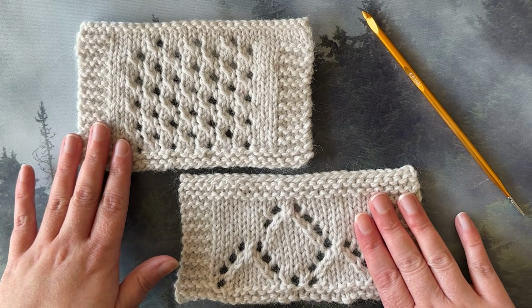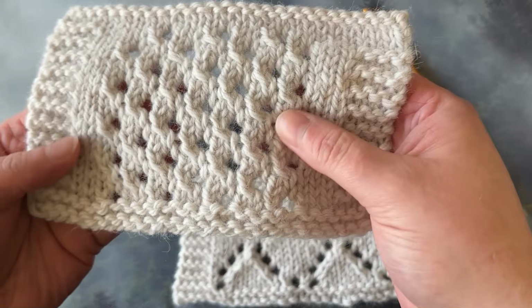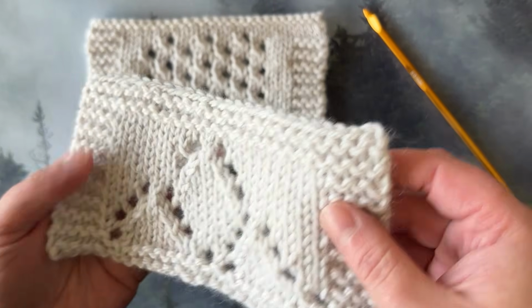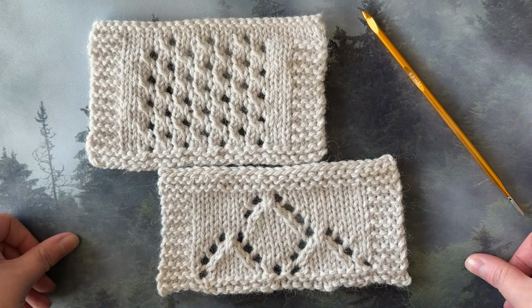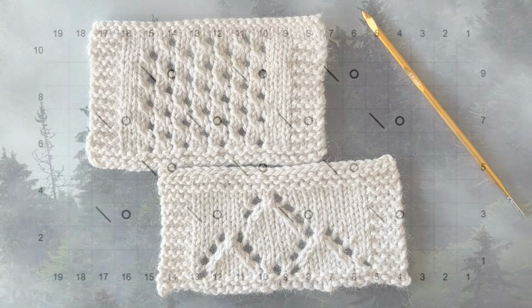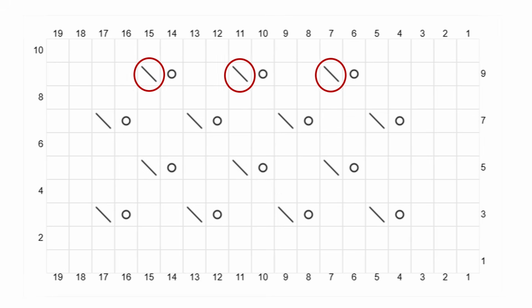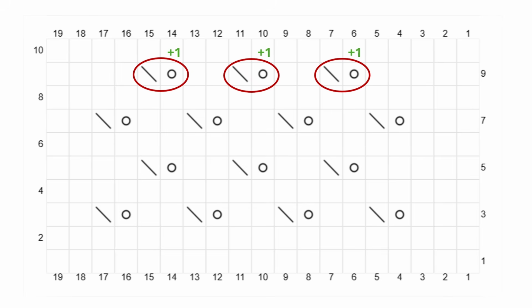So lace is created by pairing yarn overs, which are these little holes, with various different decrease methods. So let's take a look at a lace chart to show you what I mean. The circle represents the yarn overs, and the backward slash means a decrease, in this case a left-leaning decrease. In lace, every yarn over must be balanced by a decrease somewhere on the row, otherwise your fabric would grow and shrink. So you can see we have 3 increases and 3 decreases. Let's have a go at following this chart.